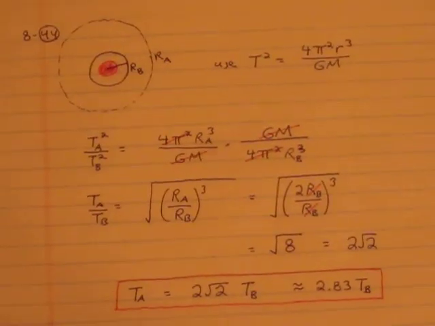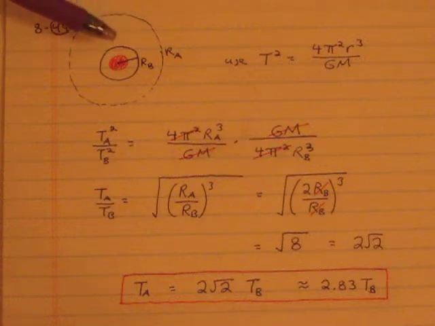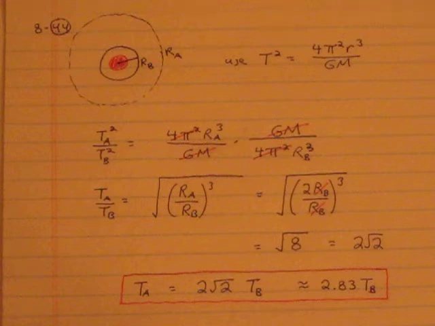Number 44. It always helps to draw a picture. In problems like these, satellites A and B are in circular orbits with A twice as far from Earth's center as B. How do their orbital periods compare? Here I've drawn satellite A, satellite B. Earth is red for some reason. Just go with it. We're going to use this equation: T squared equals 4 pi squared r cubed over GM.